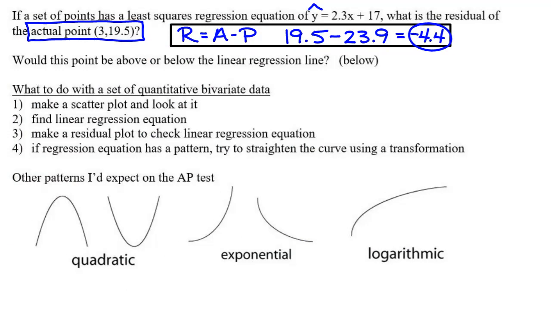Okay. What to do if you are given a set of quantitative bivariate data? Make a scatter plot and look at it. How do you do that? Do you guys remember how to do that on the graphing calculator? So you'd start by putting your data into the table, into the lists, and then you would hit the second and y equals so that you can look at the different types of graphs. I'm pretty sure it's second and y equals. I'm not looking at a calculator right now.